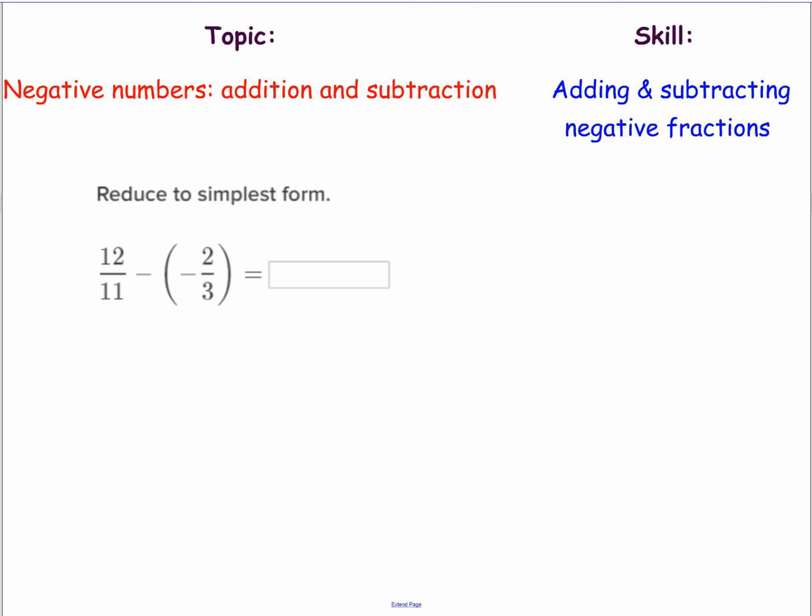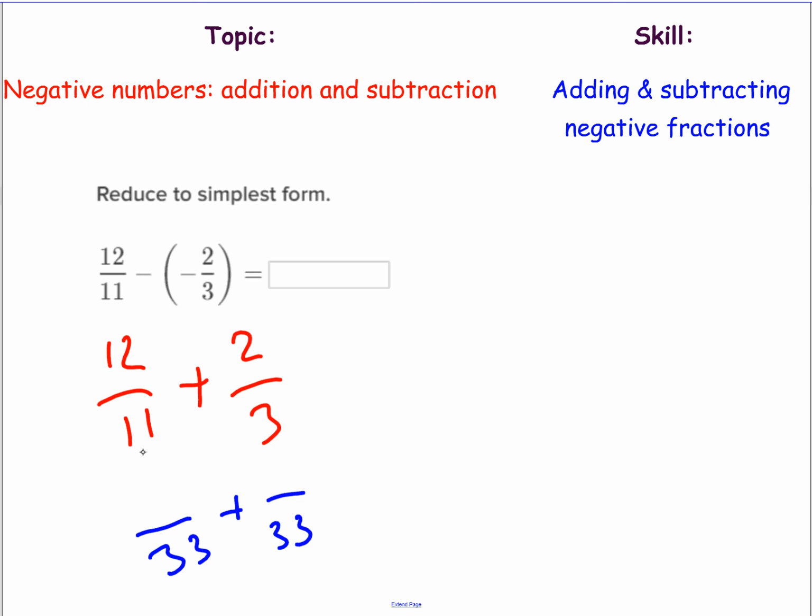Last one. I believe it's the last one. Yes, it is. The last one is 12/11 minus negative 2/3, which is 12/11 plus, that double negative, 2/3. So this is just a fraction like you've been doing for years. Common denominator for 11 and 3 is 33. So 11 times 3 gives me 33, so this is 36/33. And 3 times 11, so 2 times 11 is 22.